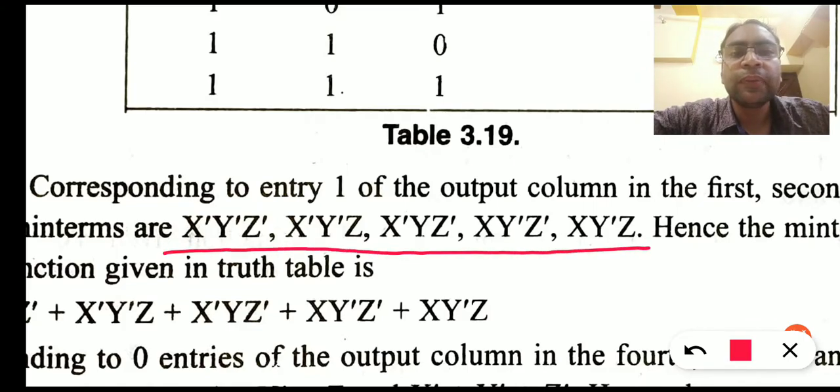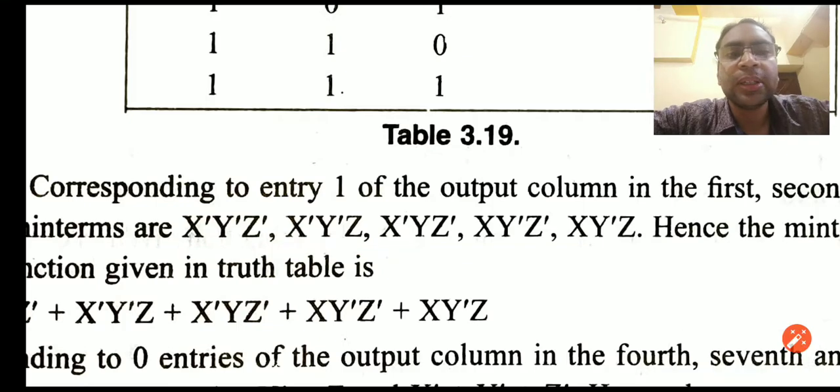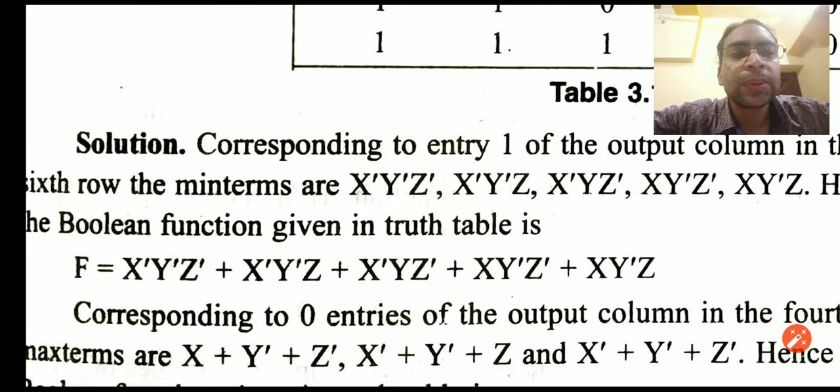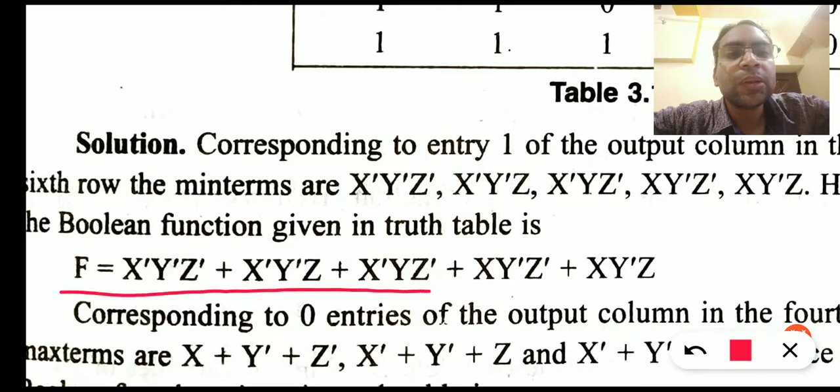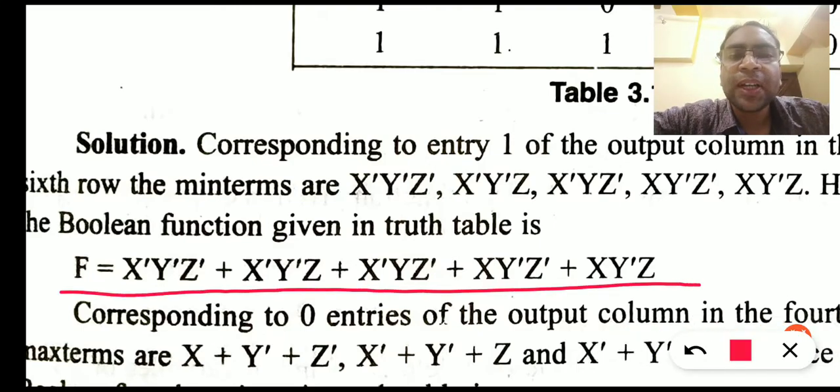Now just to find out the SOP, we need to sum all these products together. So if we sum all these products together, this is our final result. F is equal to x bar, y bar, z bar plus x bar, y bar, z plus and so on. So this is the sum of products.